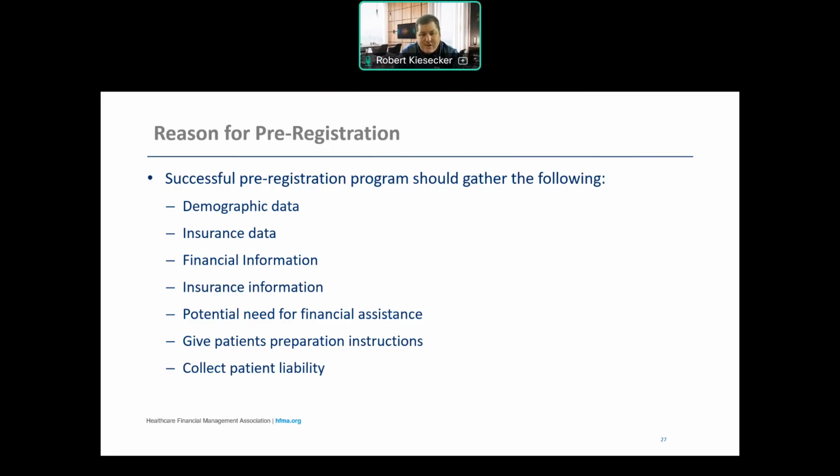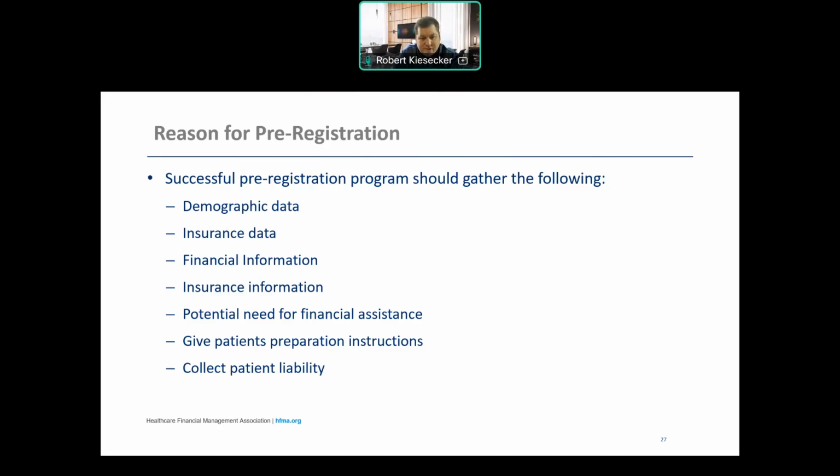Any financial information. Have they changed jobs? Sometimes knowing the income can affect things, and might be collected in pre-registration. Insurance information: do we have a card? Do we know where we're going to be billing? Is there a copay? Is there a deductible? Is there a need for financial assistance? We can have that conversation right then and there to help them be successful and make sure that we can get them the treatment they need without putting them in some sort of financial hardship.